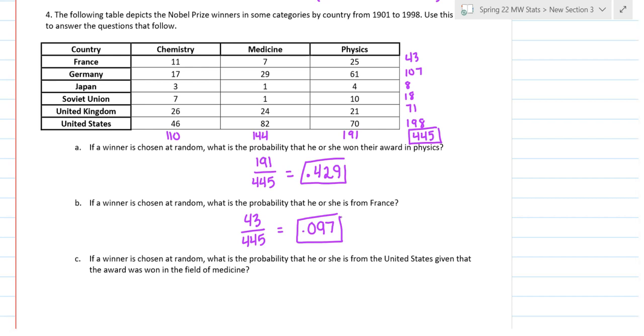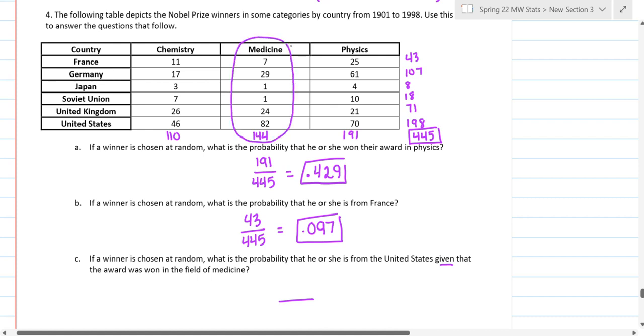Okay, if a winner is chosen at random, what is the probability that he or she is from the United States, given that the award was won in the field of medicine? So, given medicine, our denominator will change to just medicine. So I'm just looking at this sample space right here, 144. So out of 144, how many are from the United States? 82, which is going to give us 0.569.